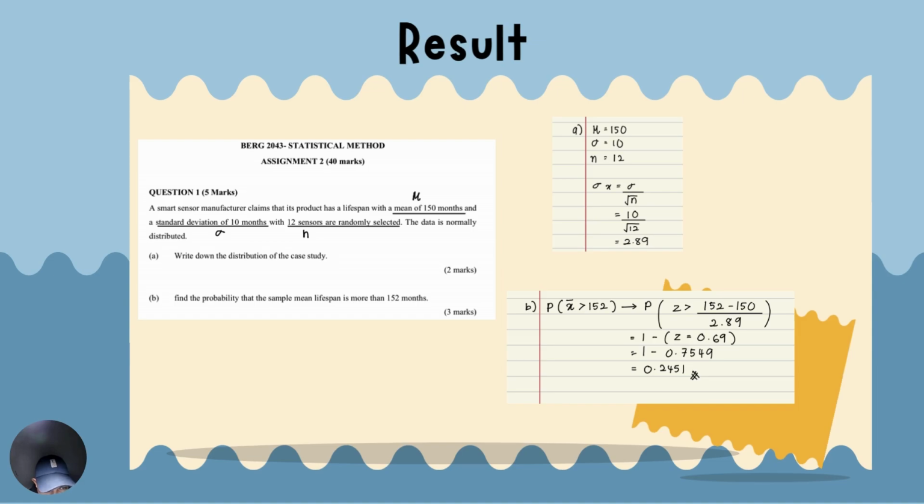We look at question B. Find the probability that the sample mean lifespan is more than 150 months. So the solution is x bar greater than 152. The formula is z greater than x bar minus mu divided by the distribution case. So 1 minus the answer is 0.2451. That's all.